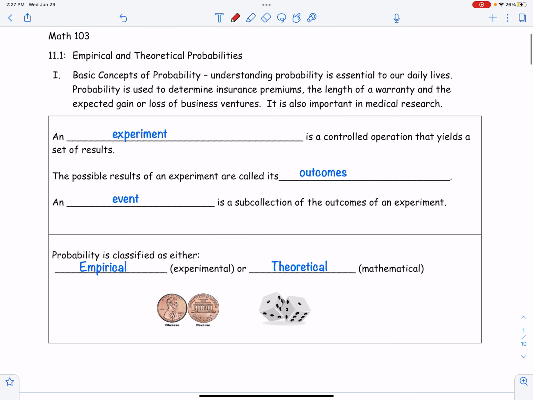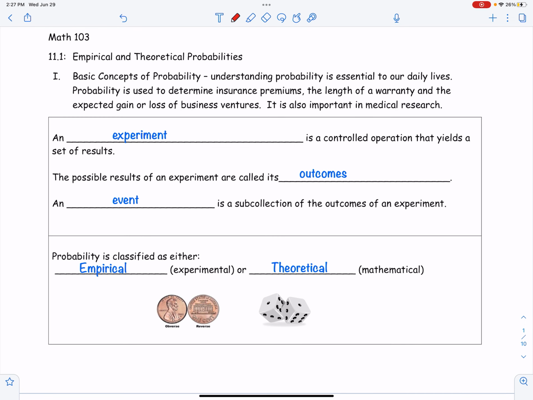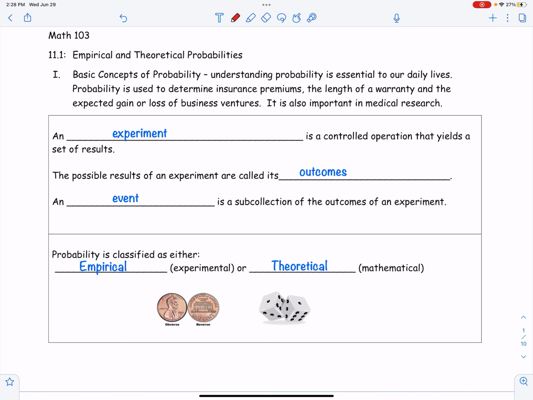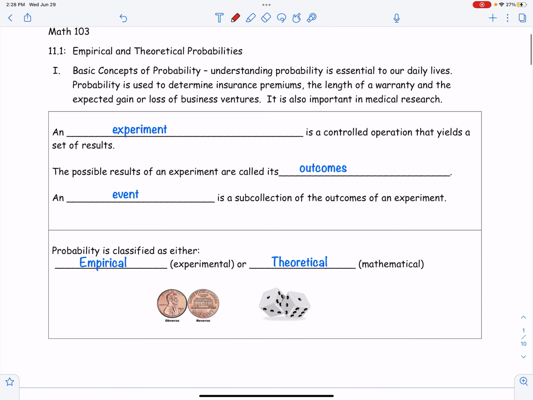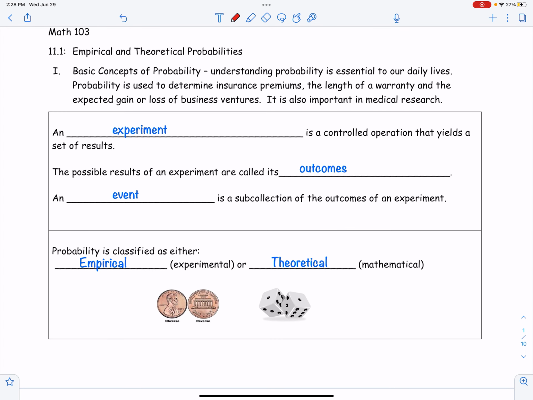A lot of times we use the results of an experiment to determine the possible outcomes that can occur. Outcomes are just the results of the experiment, the things that could happen, and we look at the probability of particular events, which are just a group of possible outcomes.